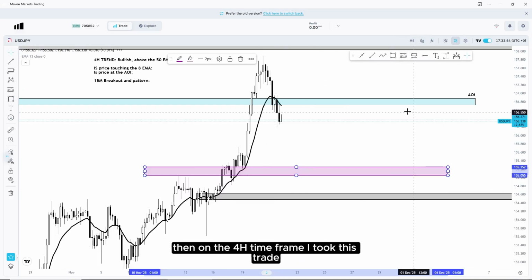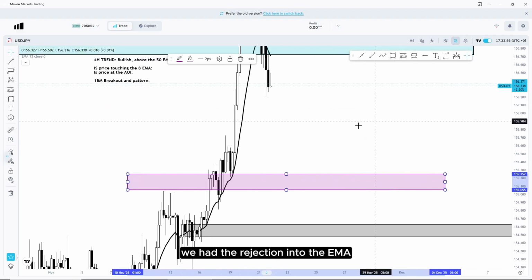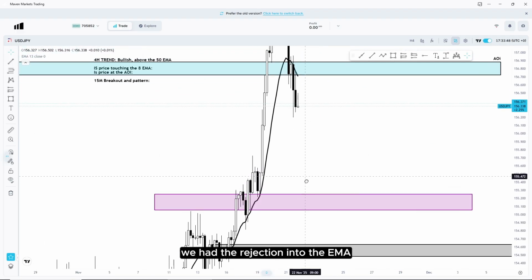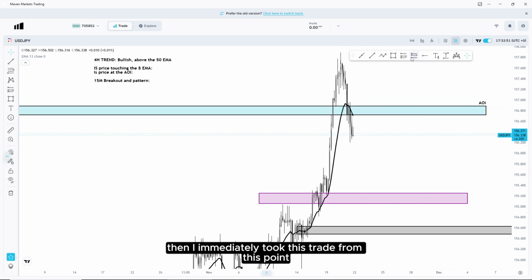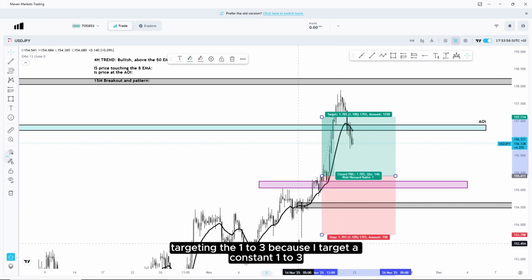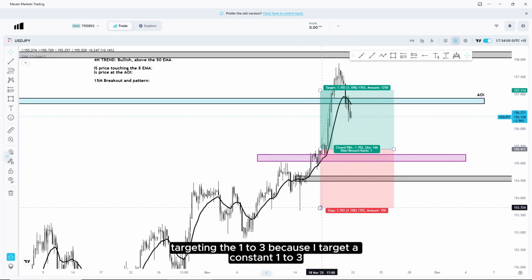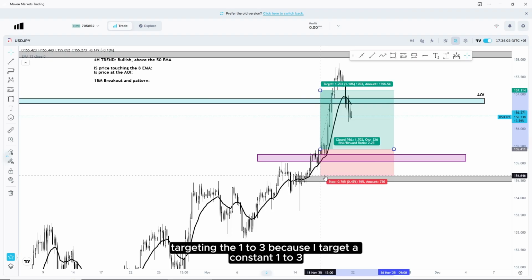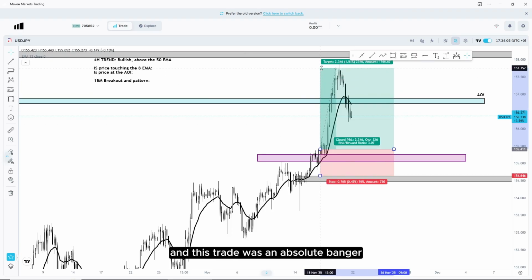Then on the 4H time frame, I took this trade. We had the rejection into the EMA. Then I immediately took this trade from this point at this engulfing candle, targeting the 1 to 3 because I target a constant 1 to 3 risk to reward ratio, and this trade was an absolute banger.